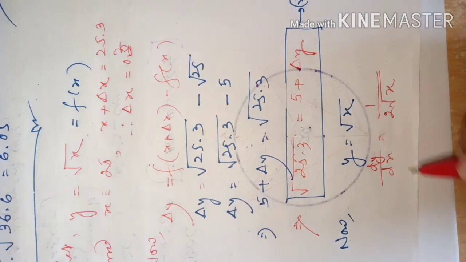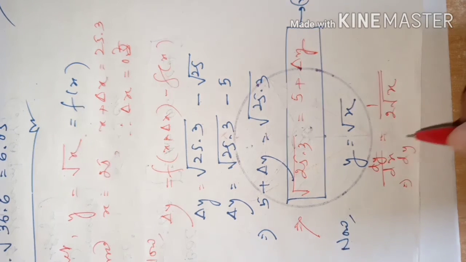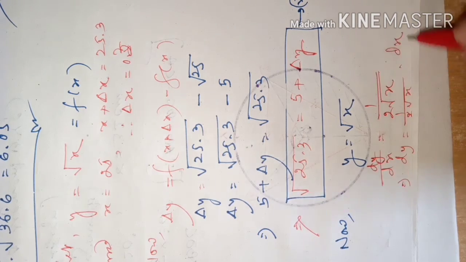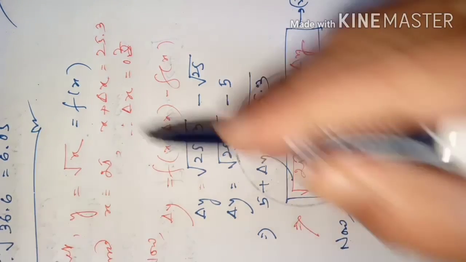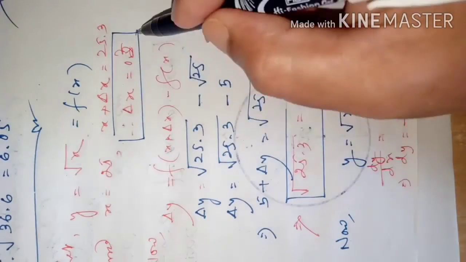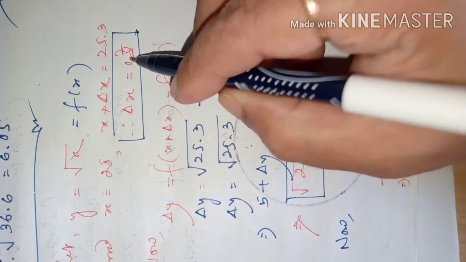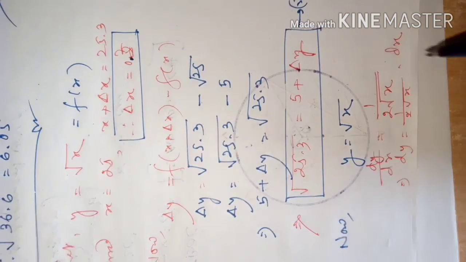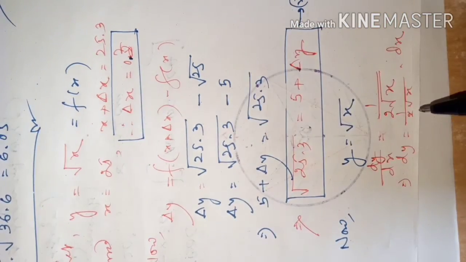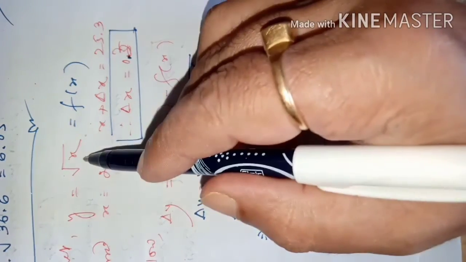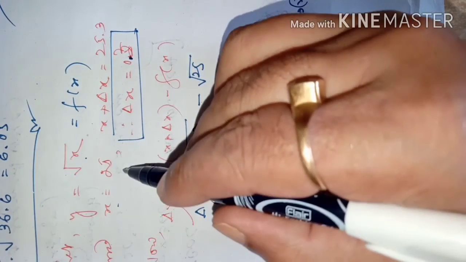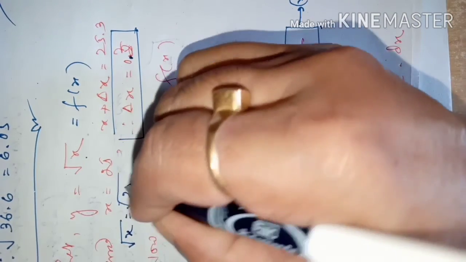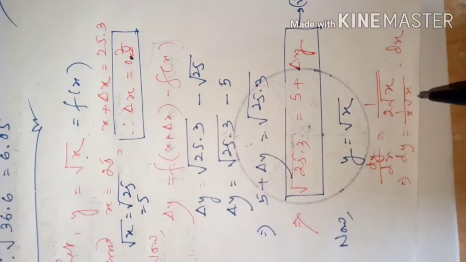So from here dy is equal to 1 by 2 under root x into dx. Now dear students, tell me what is dx. dx is nothing but delta x, that is 0.3. So remember this, dx is equal to delta x. In place of dx you can put delta x. What is the value of under root x? Because x is 25, under root 25 is equal to 5.